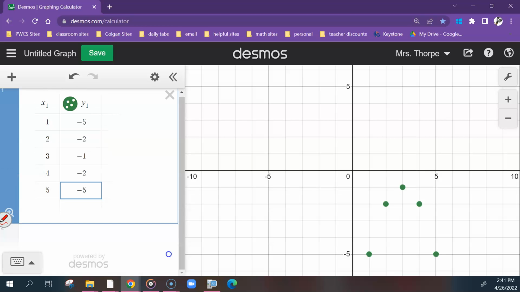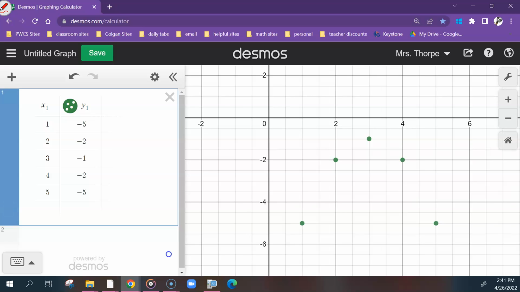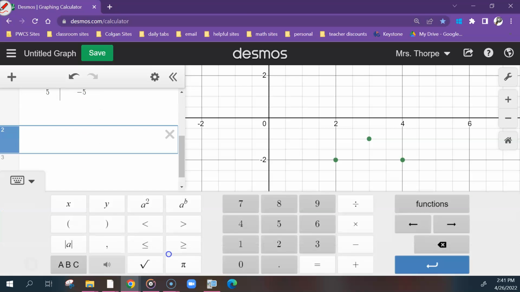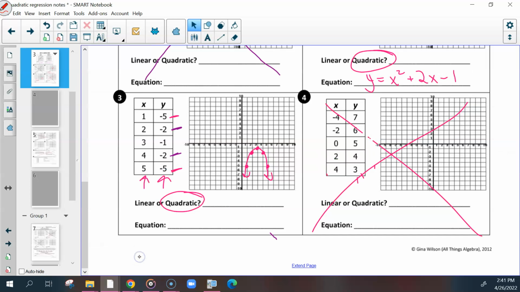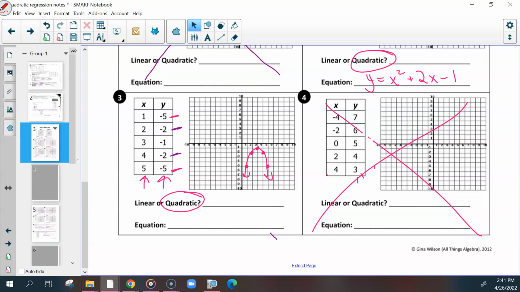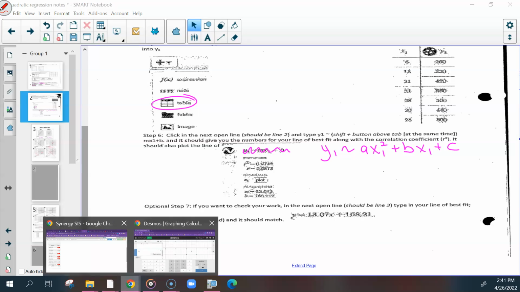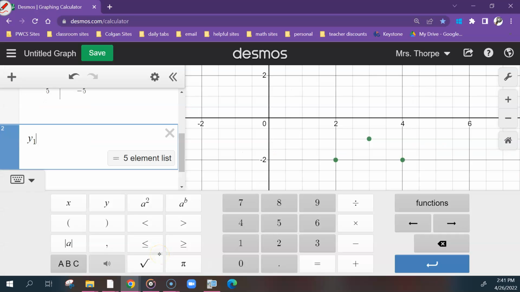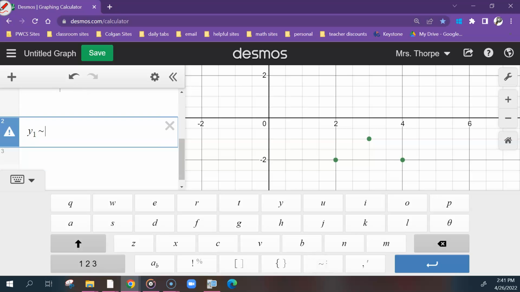Now you may be able to see it on your graph already, or you may need to hit this plus off to the side, and that will make it kind of zoomed in. And then underneath that, we're going to type y1. I feel like I didn't write that in the notes. Let me go back just to double check. I did, okay. So y1, and then the tilde, if you go into ABC, it is on that page.